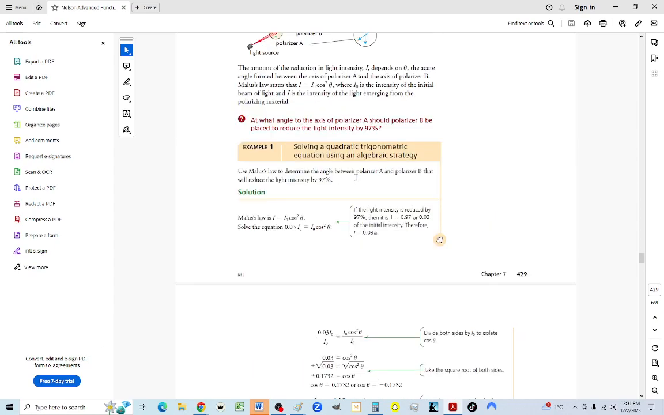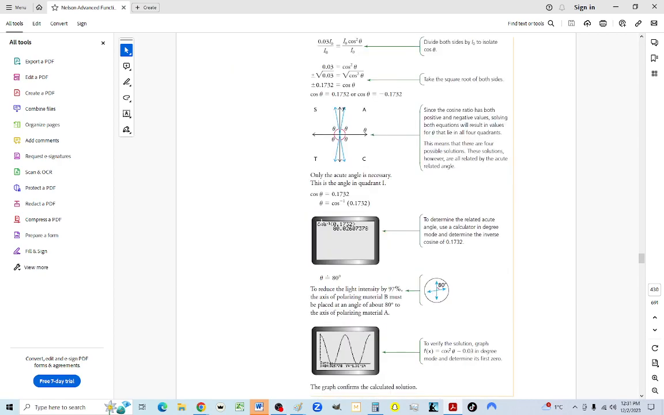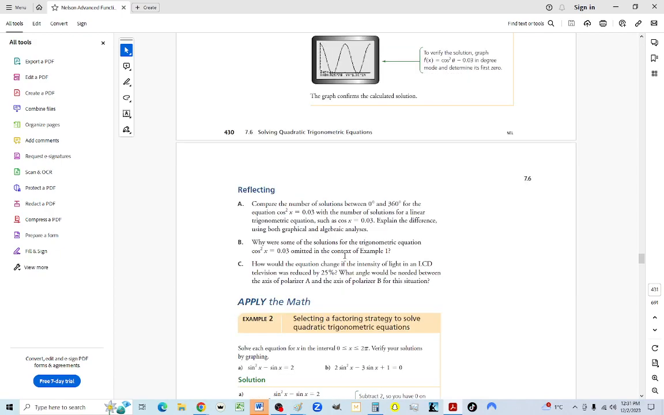A lot of it will be involving letting x equal to something and then solving. Let's see if they give a good one.